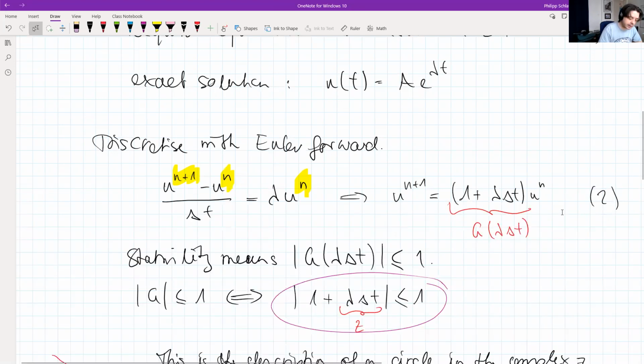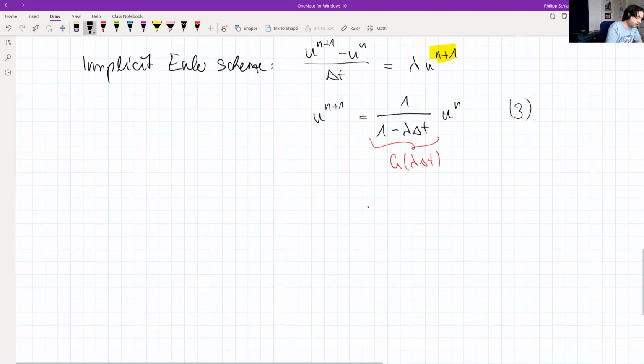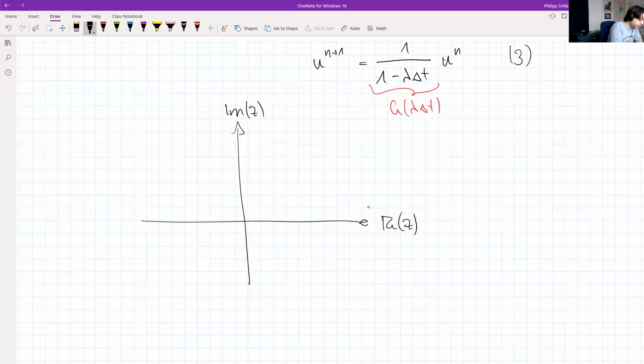But it is slightly different. It's 1 over this, and there's a minus sign. Now we can call this equation number 3. Now the question is, if we also want to draw this here in a figure, again we have here the real part of Z, we have the imaginary part of Z. Well, what would that be?